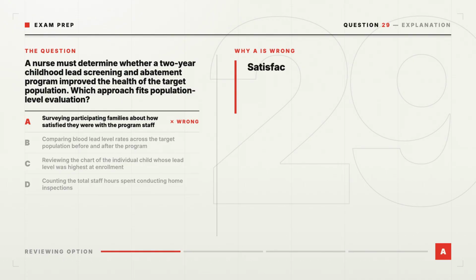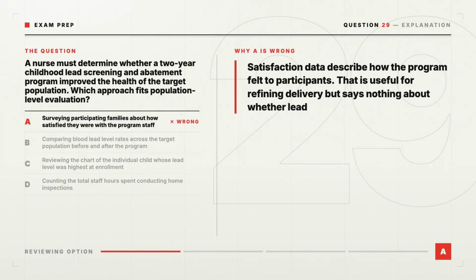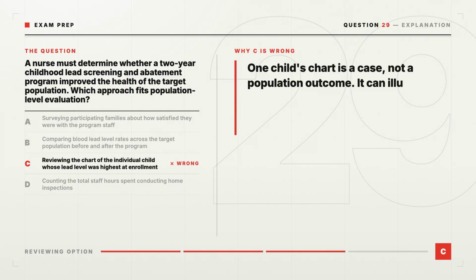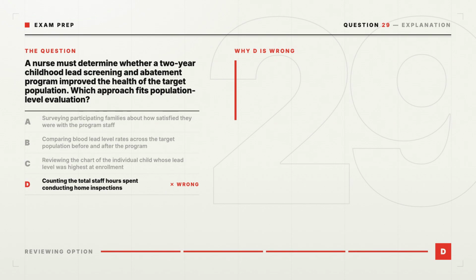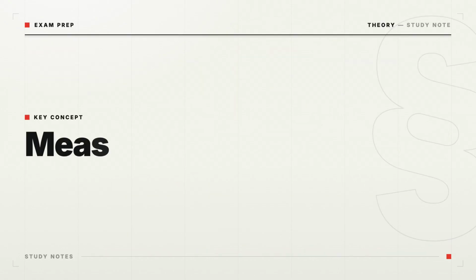A is wrong because satisfaction data describe how the program felt to participants. That is useful for refining delivery, but says nothing about whether lead exposure fell. C is wrong because one child's chart is a case, not a population outcome. It can illustrate the program, but cannot establish that the population's health status changed. D is wrong because staff hours are a process and effort measure. A program can log thousands of hours and still fail to move a single health indicator.